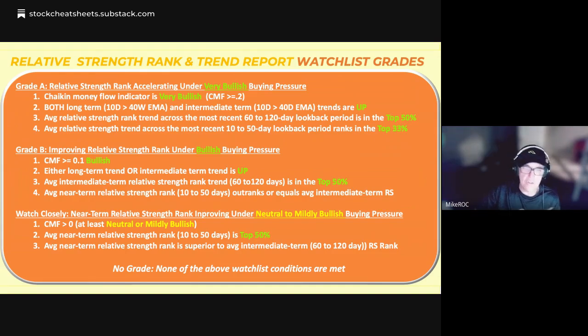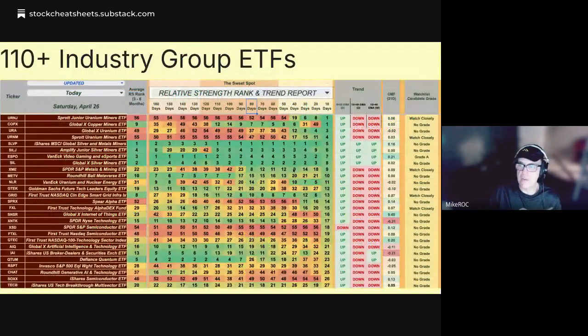The average near-term relative strength rank, that is the shortest term, the 10 to 50-day period, we just want it in the top half. We need recent relative strength. And then the near-term relative strength rank average has to be better than the sweet spot rank. So these are early days, and with early days comes fake outs. So more risk, but more potential reward. And those are our three major grades.